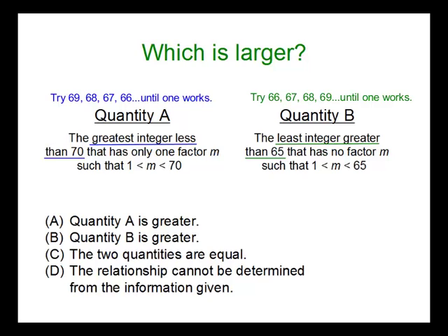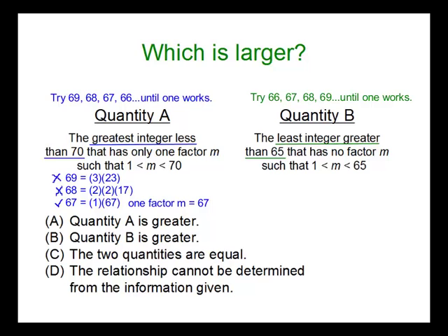All right, so we're going to count down on quantity A, we're going to count up on quantity B. Here's where we turn our attention to that part after the word that in quantity A. All right, so does 69 have only one factor m such that m is between 1 and 70? Well, I don't know until we factor 69. And when you do, you get 69 equals 3 times 23. Those are primes. Okay, so does it have only one factor between 1 and 70? No, it has 2. And same for 68. It has 2 and 17.